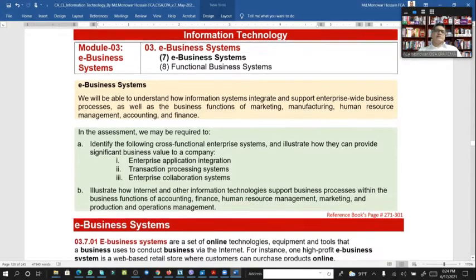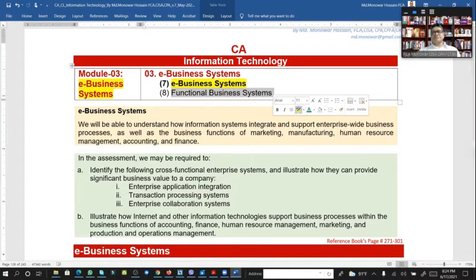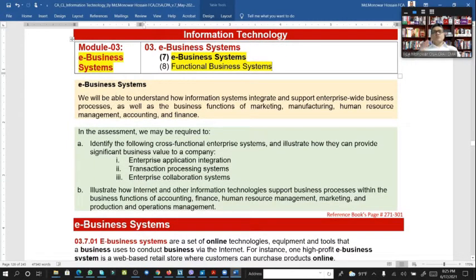Chapter 3, e-business system. Within e-business system, we have two topics: one is e-business system, another is functional business system. After studying this chapter, we will be able to understand how information systems are integrated and support enterprise-wide business processes within the organization, as well as the business functions of marketing, financing, manufacturing, human resource, etc. within the organization.